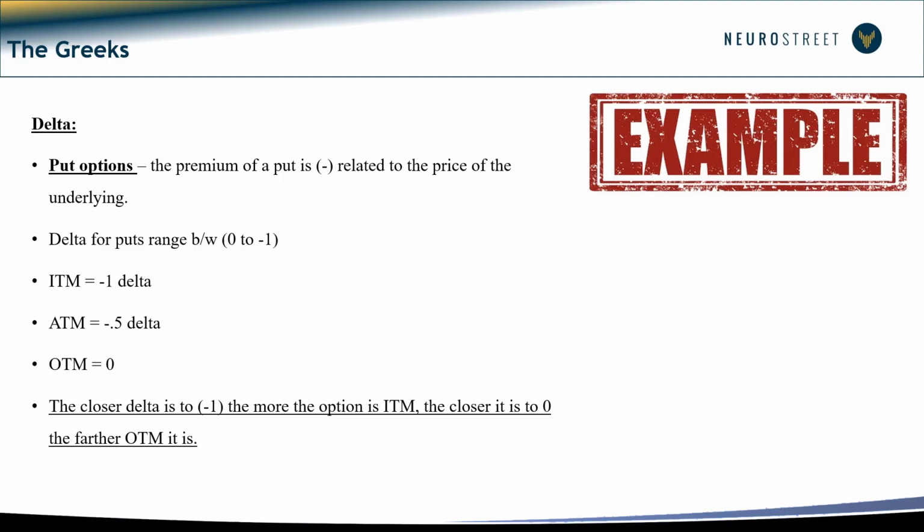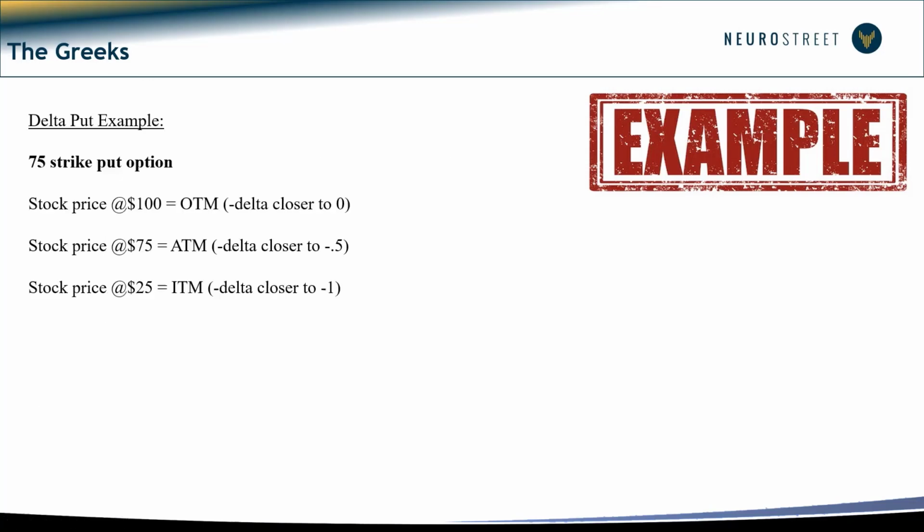At the money, 0.5 delta would be close to the strike price. The stock is trading close to the strike price. Out of the money is 0. The closer the delta is to -1, the more the option is in the money, the more intrinsic value you'll have. Therefore, delta will be more of a negative number, because essentially for calls it's +1 and for puts it's -1. Okay, let's show you an example. Important slide, take a screenshot of this.